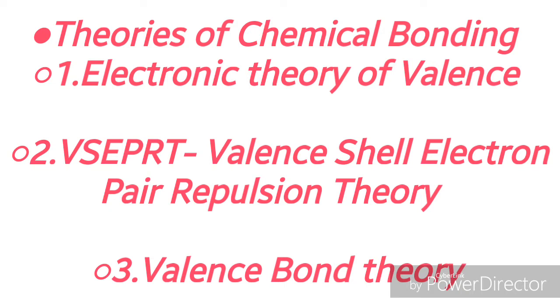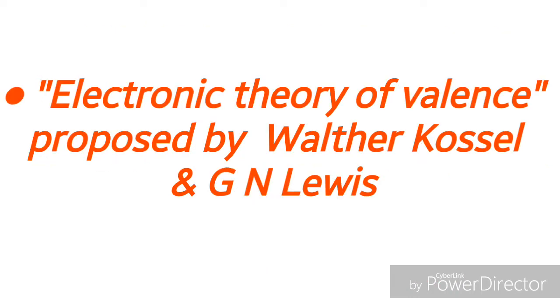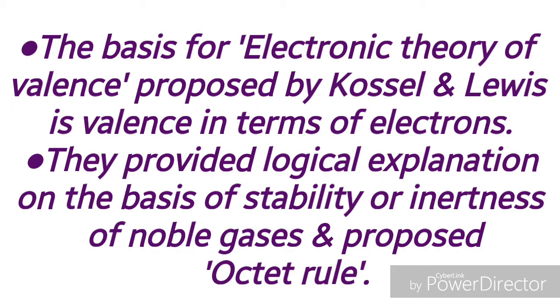Students, let us learn about the theories of chemical bonding. The first one is electronic theory of valence, proposed by Lewis and Kossel. Second theory is VSEPR, valence shell electron pair repulsion theory. And the third one is valence bond theory. Second theory, VSEPR, was proposed by Sidgwick and Powell, and it was modified by Gillespie and Nyholm. Third theory, valence bond theory, was proposed by Linus Pauling. It is based on quantum theory.